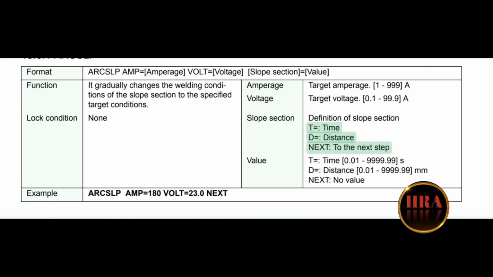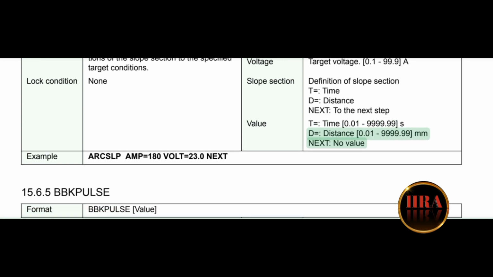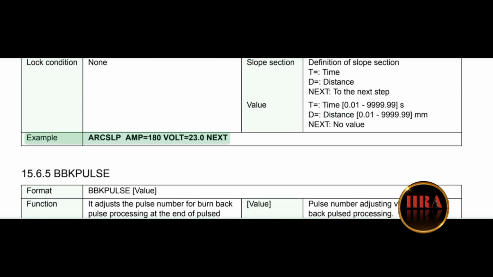T equals time, D equals distance, next: to the next step. Value: T equals time, 0.01 to 9999.99 s. D equals distance, 0.01 to 9999.99 mm. Next: no value. Example: ARCSLP AMP equals 180 VOLT equals 23.0 NEXT.